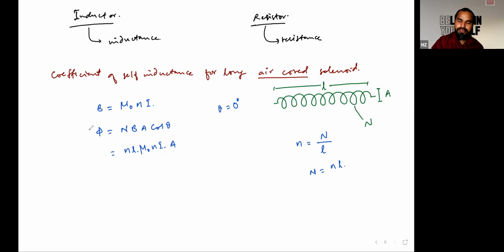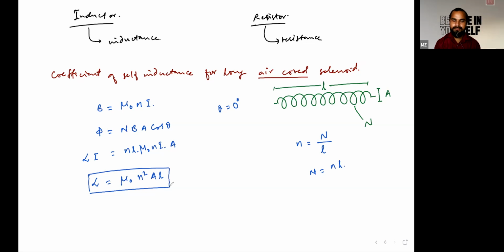Next, flux is nothing but L into I, with L the coefficient of self-inductance. So I and I would cancel out, and L would be equal to mu naught times n square A into L. This would be the final formula for the coefficient of self-inductance for an air-cored solenoid.